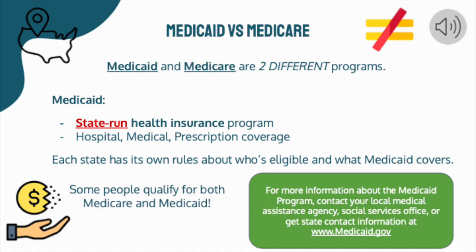If you would like more information on your state's Medicaid program, you can contact your local medical assistance agency, social services office, or get state contact information by visiting the link www.medicaid.gov. We do want you to note, however, that even though Medicaid and Medicare are two completely different programs, some people qualify for both Medicaid and Medicare.